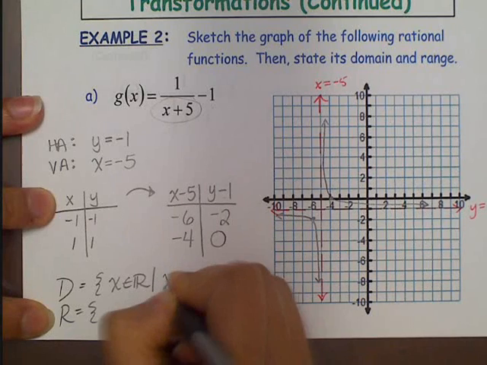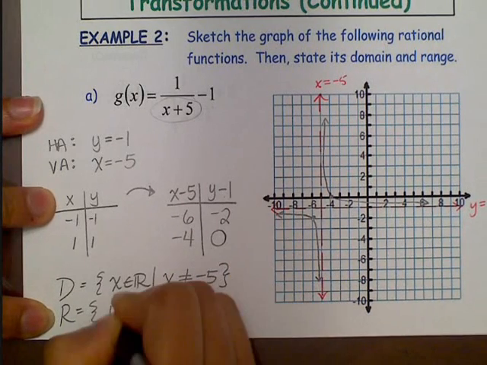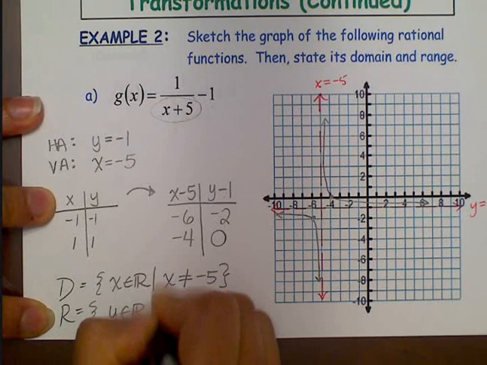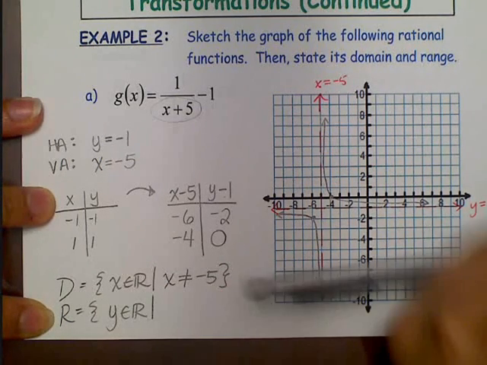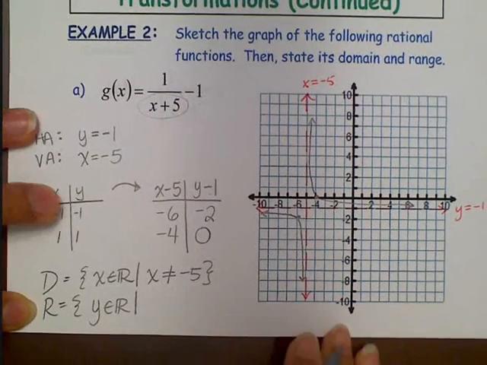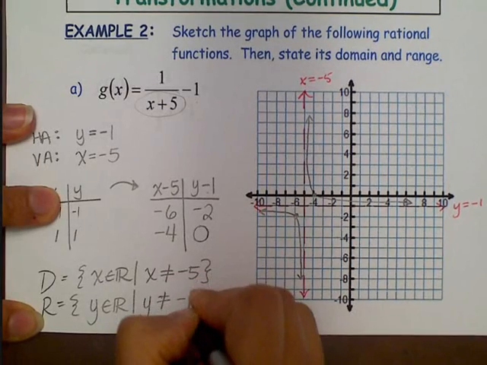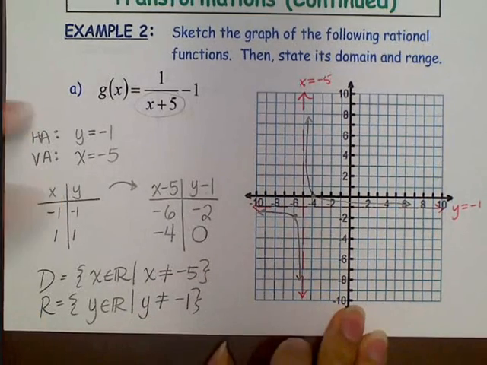So x is an element of all real numbers such that x cannot equal -5. And similarly for the y values, y can be all numbers except wherever the horizontal asymptote is. And in this case, the horizontal asymptote is at -1. So y is an element of all real numbers such that y cannot equal -1.